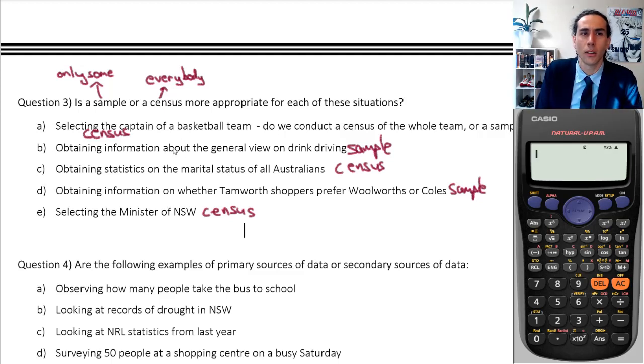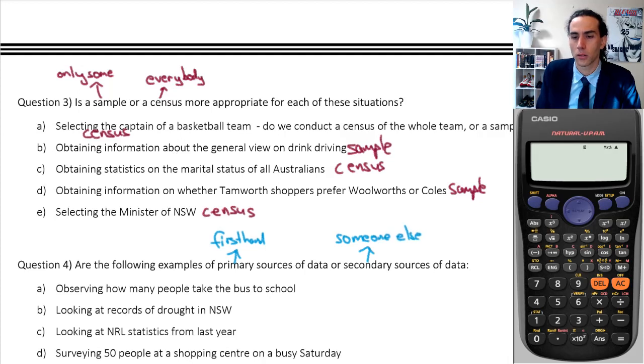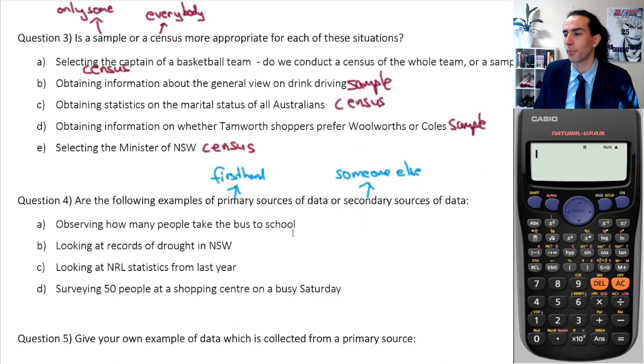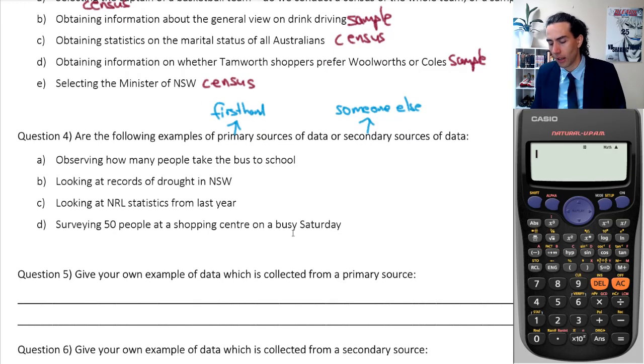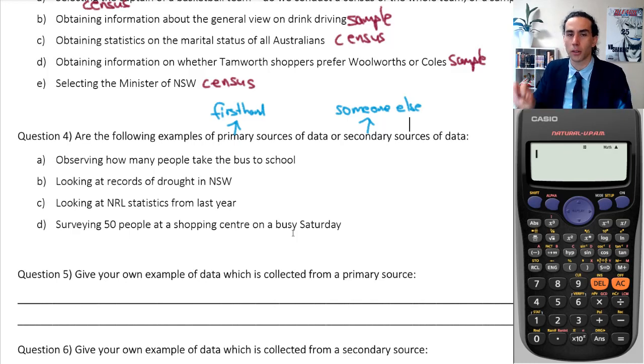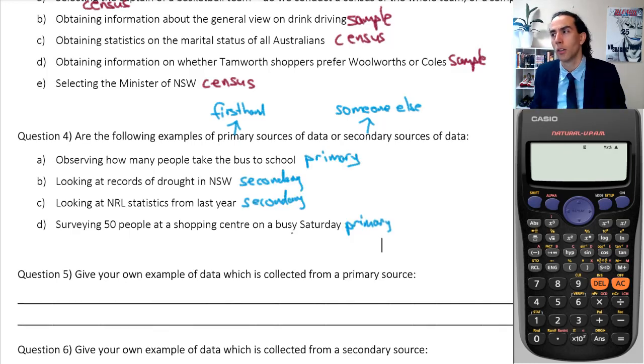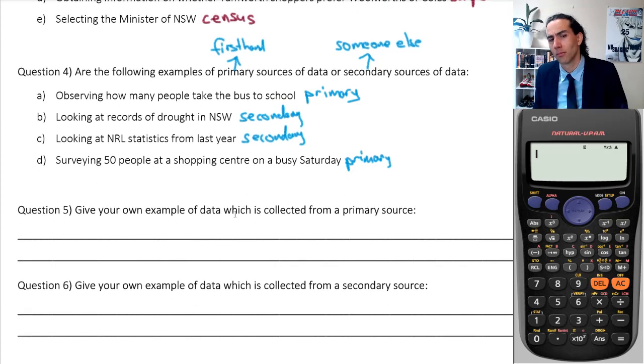Primary is about first-hand. It's data you get yourself. Second-hand, someone else did it. Wasn't me. I'm going to scroll down just a little bit. No, I'm not going to give you any answers there. Have a go at those 4. Pausing. Ta-da! Now, questions 5 and 6. Create your own example. So I can't do those for you at all. Scrolling down.